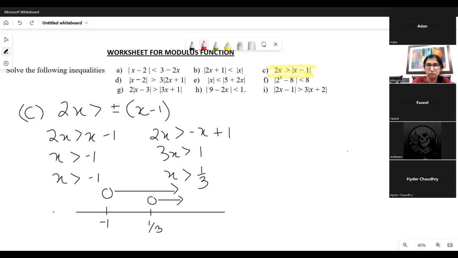Okay, so I'll just stop this here and let's do part D. This would be the answer. Let me check on the back of the worksheet. X is greater than 1 by 3. Okay. And last question of the day, part D.